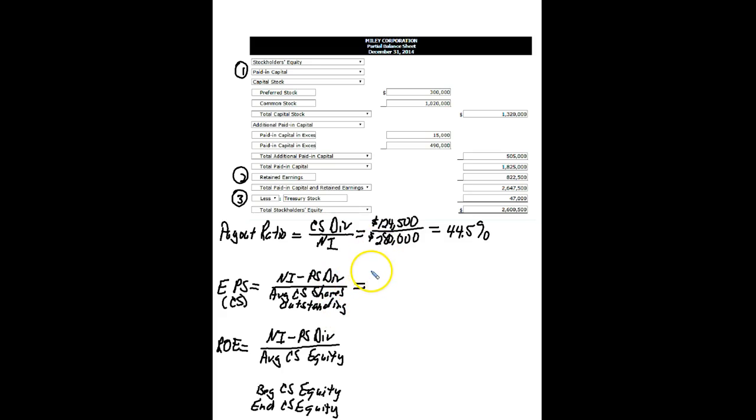We know net income is $280,000. Going back to the problem, the preferred stock dividend was $21,000, which you can find in the demonstration problem. Then for average shares outstanding, we take the beginning, which we solved for in the demo problem as 245,000, and the ending, which was 249,000 shares of common stock outstanding.